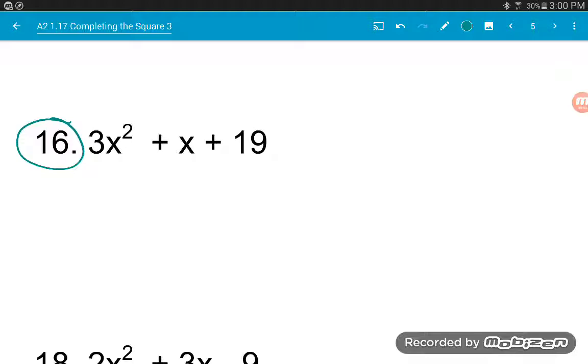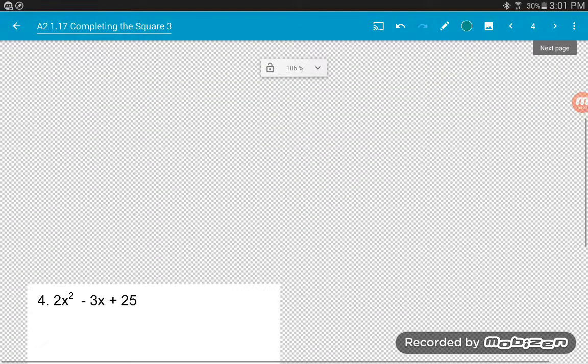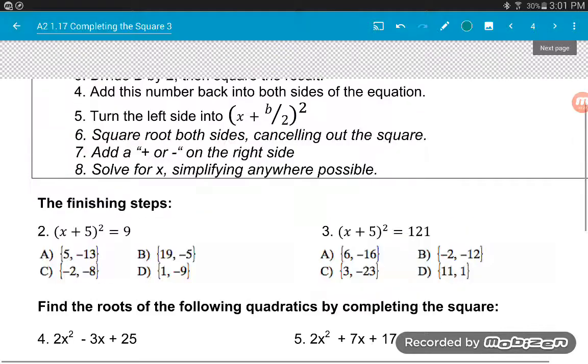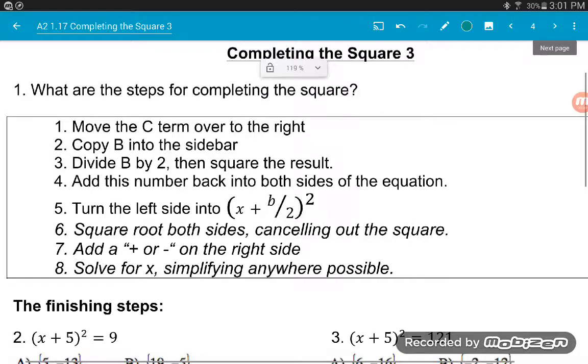I'm going to make a video on lesson 17, which is completing the square 3. This is a completing the square lesson around completing the square with fractions involved. So first and foremost, on the front of today's handout, you should have the steps. So the steps are here inside the box, steps 1 through 8.